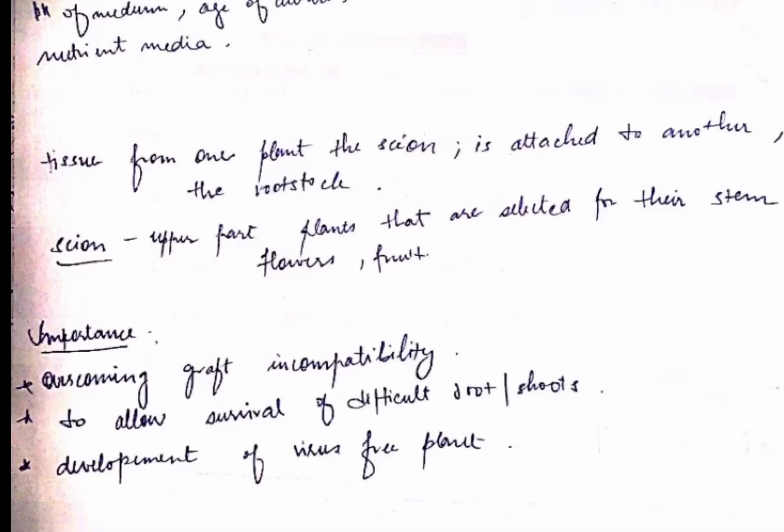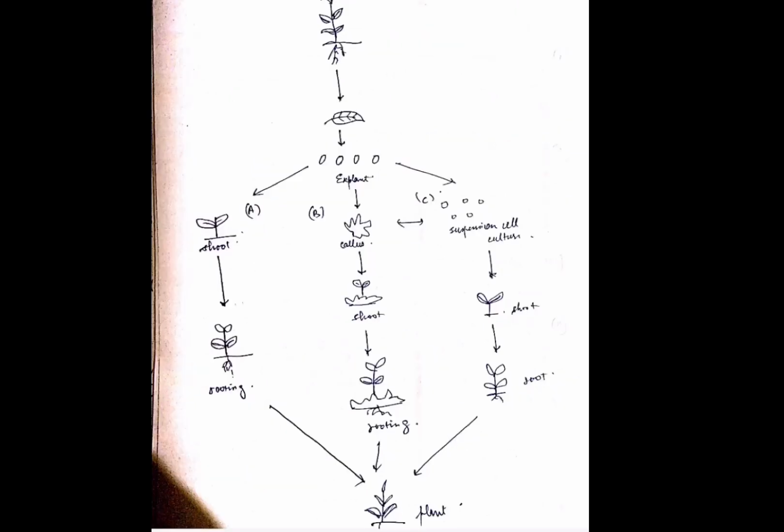The importance of organogenesis is it helps in overcoming graft incompatibility. It helps to allow survival of difficult roots and shoots, and also helps in development of virus-free plants. Again, there is a diagram. Both the diagrams are the same. You can use them for better understanding, and do draw them in your answer sheets. In Amity, it helps you to get more marks.